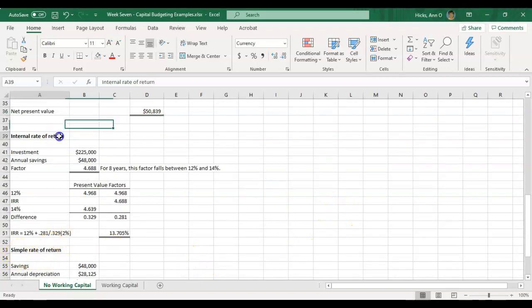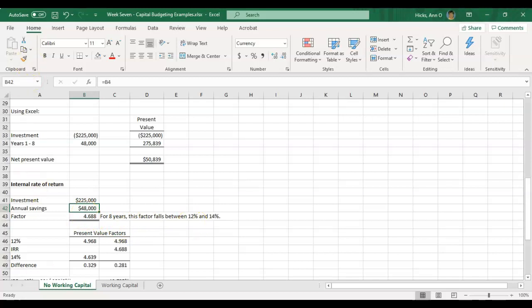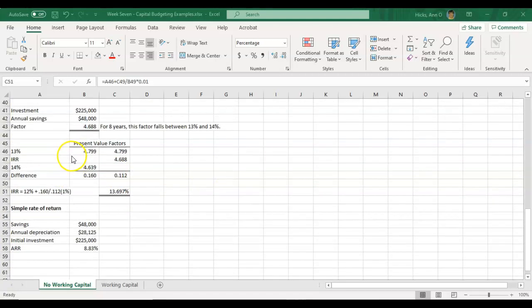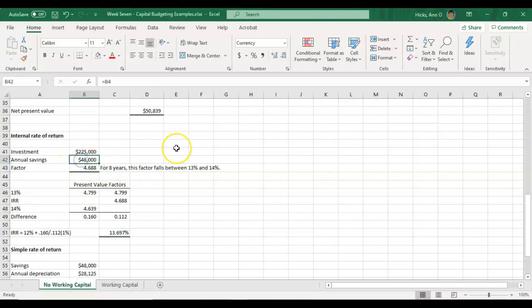Okay. Let's look then at the internal rate of return. What the internal rate of return method does is it actually calculates for us what rate of return we are getting on our investment. And so what we're going to do is take our 225,000 investment, and whereas before we took our required rate of return and present valued our cash flows based on that, here what we're going to do is actually calculate the factor that would be reflective of the actual rate of return that we're earning.